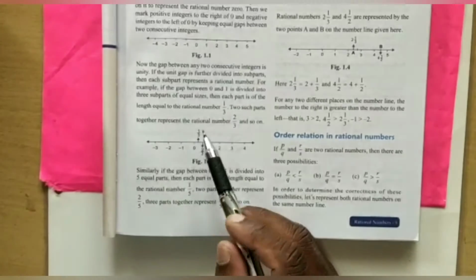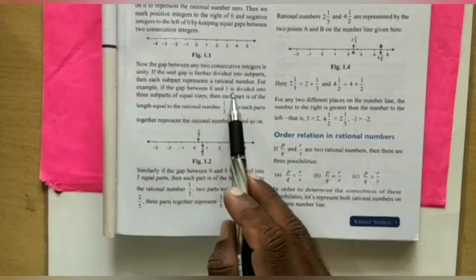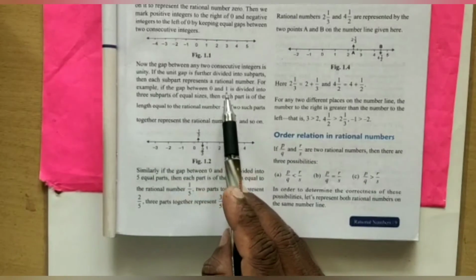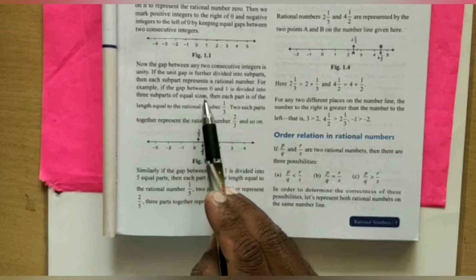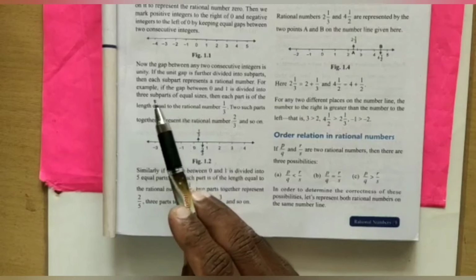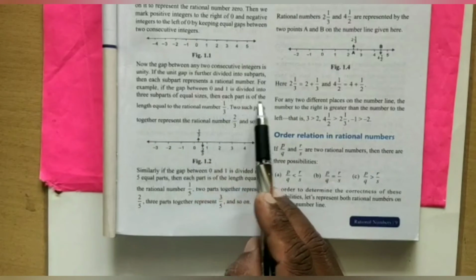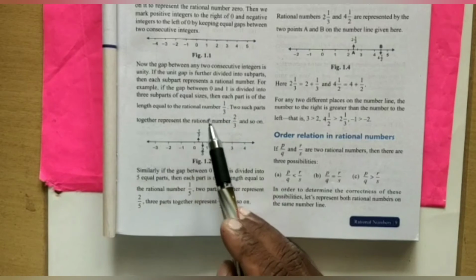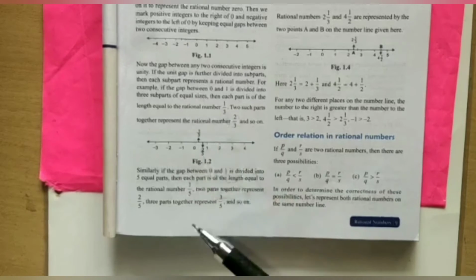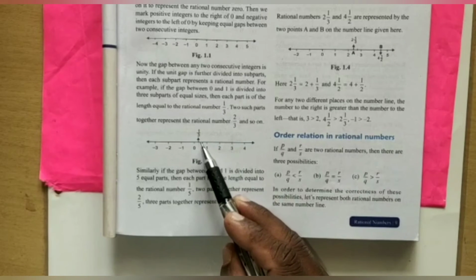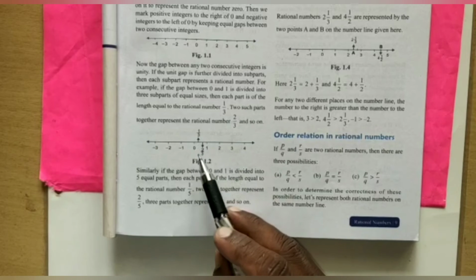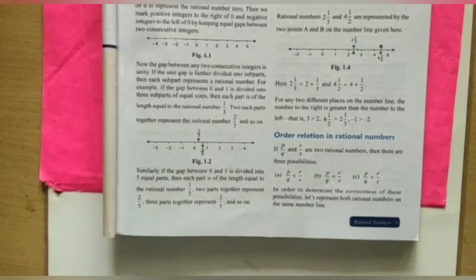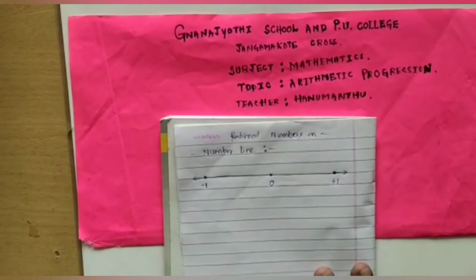Given the line segment, if the gap between 0 and 1 is divided into 3 subparts of equal sizes, then each part is of length equal to the rational number 1 by 3. Two such parts together represent the rational number 2 by 3, and so on, right? These are the rational numbers between 0 and 1. So, rational numbers and the number line.